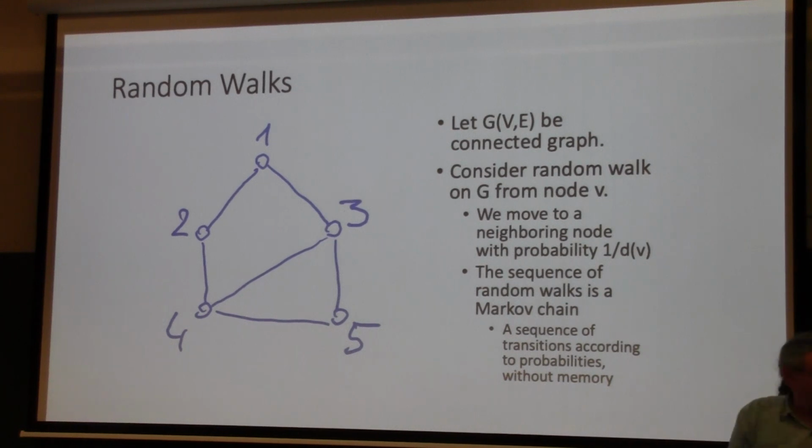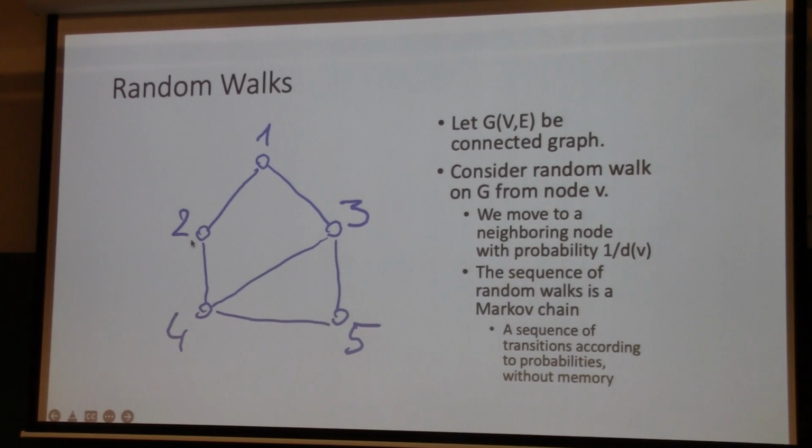And I want to do a random walk. That means I start somewhere. I've got node 1. I move to a neighboring node with some probability, 1 over d of v. So d is the degree of the vertex. It's how many links there are. So node 1 has a degree of 2, so there's a 1/2 probability of going on each of those links. And then I keep making walk steps.